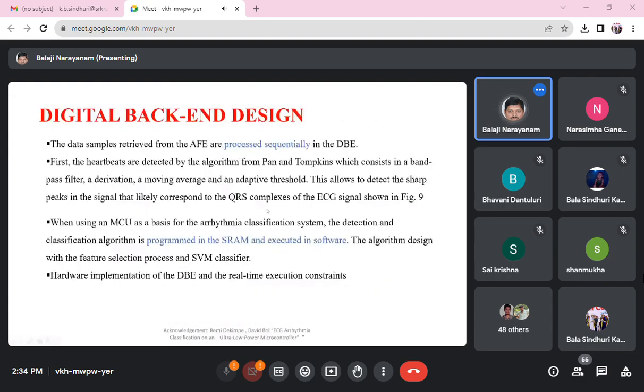In the ECG, first the heartbeats are detected. A very famous algorithm that all biomedical ECG signal processing people use is the Pan-Tompkins algorithm, which consists of a band pass filter, a derivation, a moving average and an adaptive threshold. This allows detection of the sharp peaks in the signal that likely correspond to the QRS complexes of the ECG signal, which we have just seen.